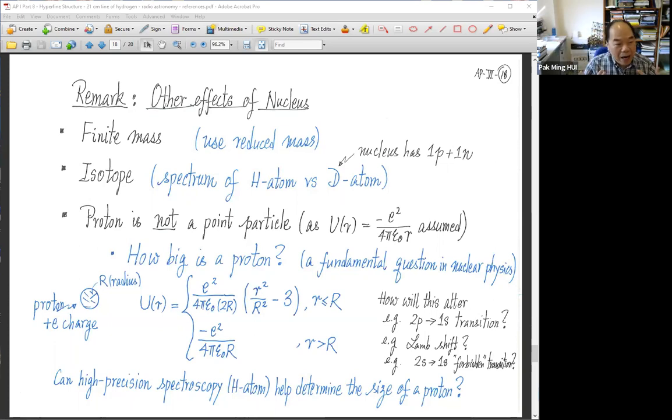Thereby, the Bohr radius will be smaller. The wave function will be closer to the nucleus, and therefore will be more sensitive to any different guessed sizes of the nucleus. So that has been done: experiments on muonic hydrogen.